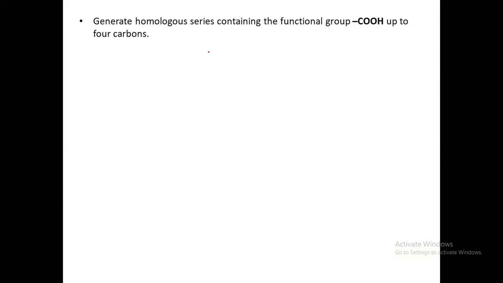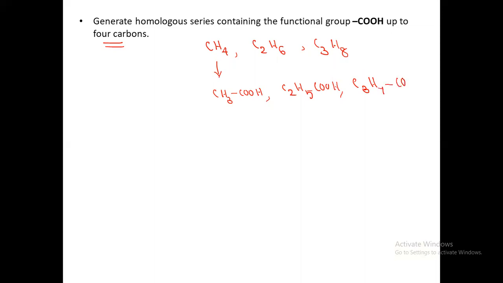generate a homologous series having COOH up to 4 carbons. So what you can do, just as I said, think of the first few alkanes: CH4, C2H6, C3H8, like that. Now just replace one hydrogen with the functional group. So it will be C2H5COOH. And this will be C3H7COOH.